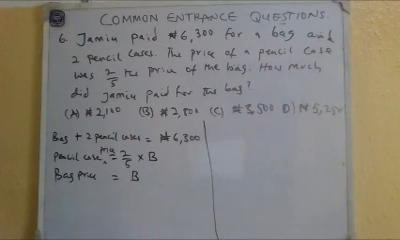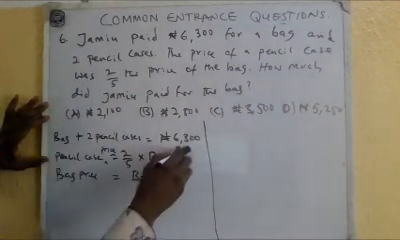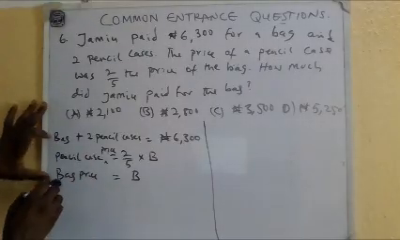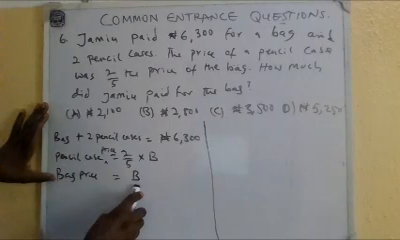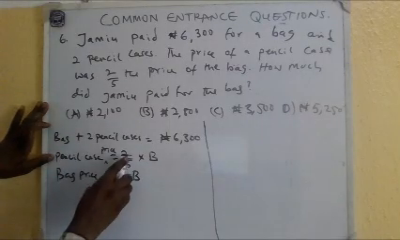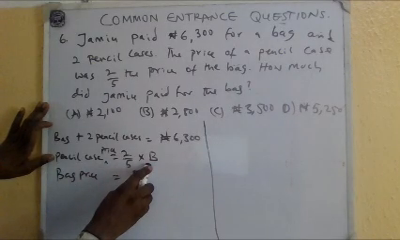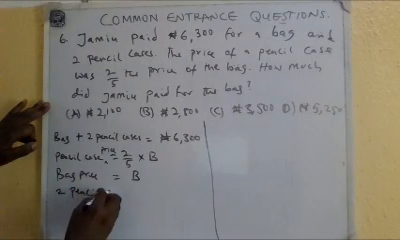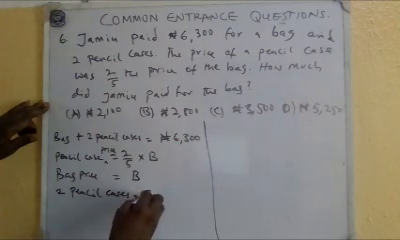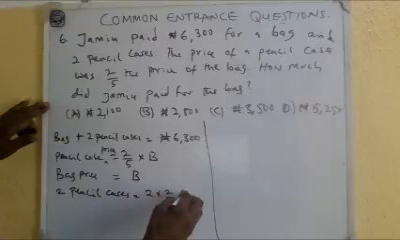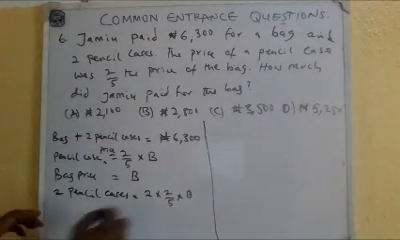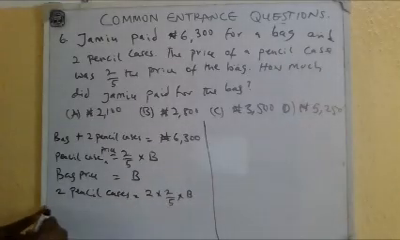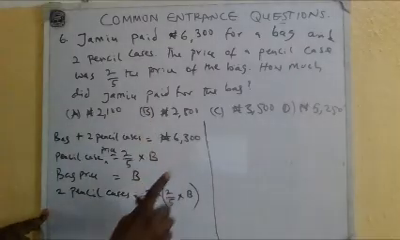Now, from this first one, we can write this first line in terms of what we have here. We already know that the bag price is just B, and the price of 1 pencil case is just 2/5 B. So it means that 2 pencil cases should be what? 2 times 2/5 times B. Why? Because this one, which I'm bracketing like this, is the price of 1 pencil case. So 2 of it now is not.